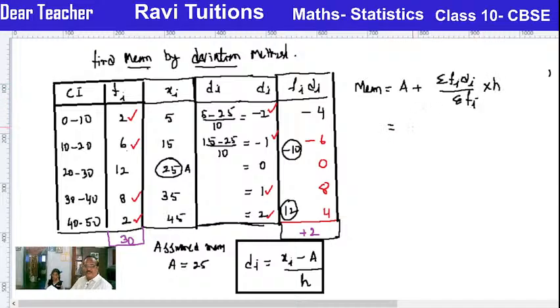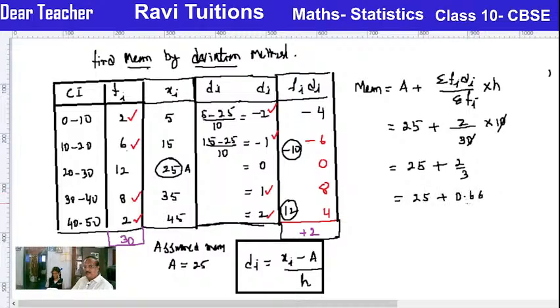So a is how much? 25. This is a, okay, and sigma fi di is how much? 2, and sigma fi is 30 into 10. 10 and 10 cancel. So 25 plus 2 by 3. 2 by 3 how much? 0.66. So the answer is 25.66 is the mean.